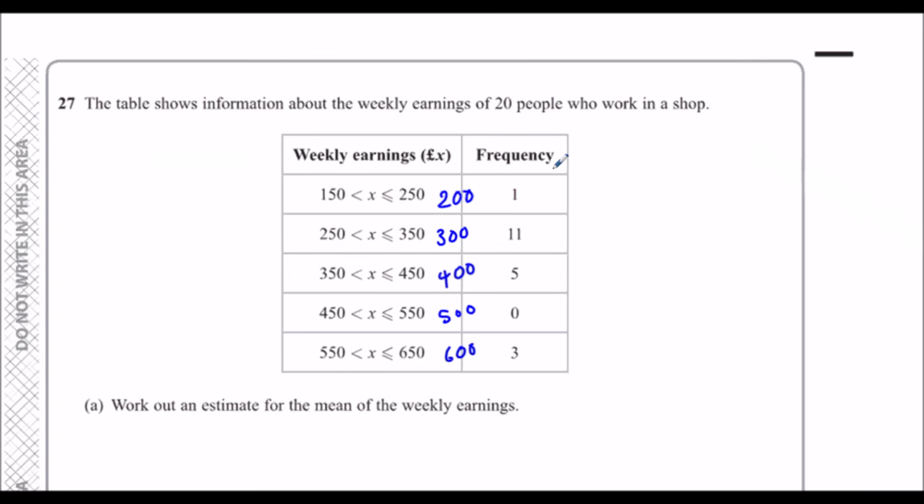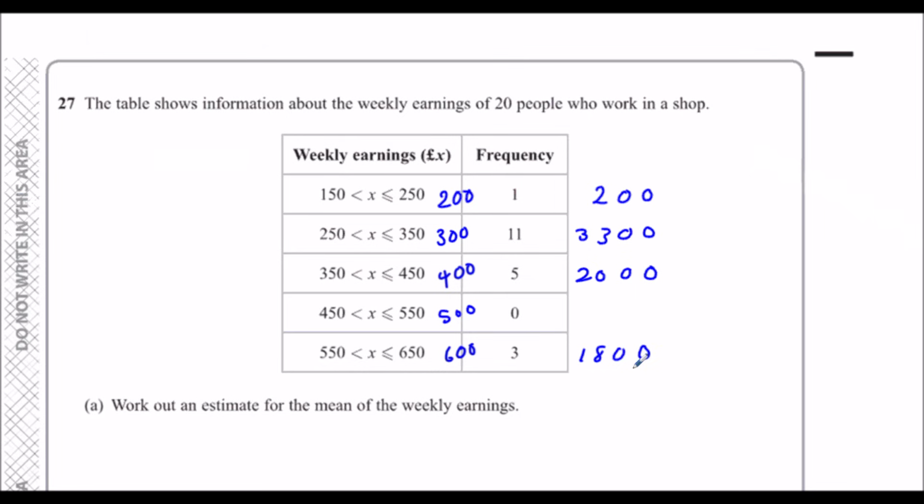So we've got one person earning 200. So that's 200. 11 300s. 11 threes are 33. Add on the 2 zeros. 5 400s. 5 fours are 20. Add on the 2 zeros. No 500s. That's nothing. And 3 600s. 1,800.